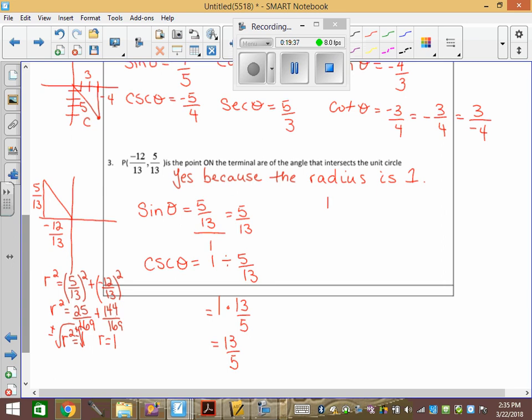What if I did tan? Tan, your y over x. So it's 5 over 13 divided by negative 12 over 13. Is that helpful? Having a fraction over a fraction? Not only is it not helpful, it freaks people out. They don't know what to do with it. So write it out sideways. 5 over 13 divided by negative 12 over 13, which is 5 over 13 times 13 over negative 12. The 13's cancel, and I'm left with negative 5 over 12.